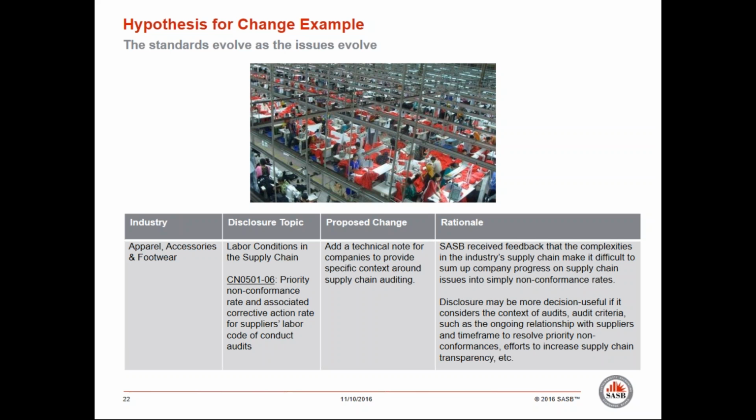And this slide shows just one example of the type of change we are soliciting feedback on. So this is the same topic that I just spoke about, labor conditions in the supply chain, and we have a metric on non-conformance rate and corrective actions. But since publishing the provisional standard, we've received some feedback that this issue is extremely complex, and companies have different audit criteria, different relationships with their suppliers, and there's different timelines involved with resolving priority nonconformances. So we are proposing to add more color around that and have a technical note so that companies can provide specific context around supply chain auditing.